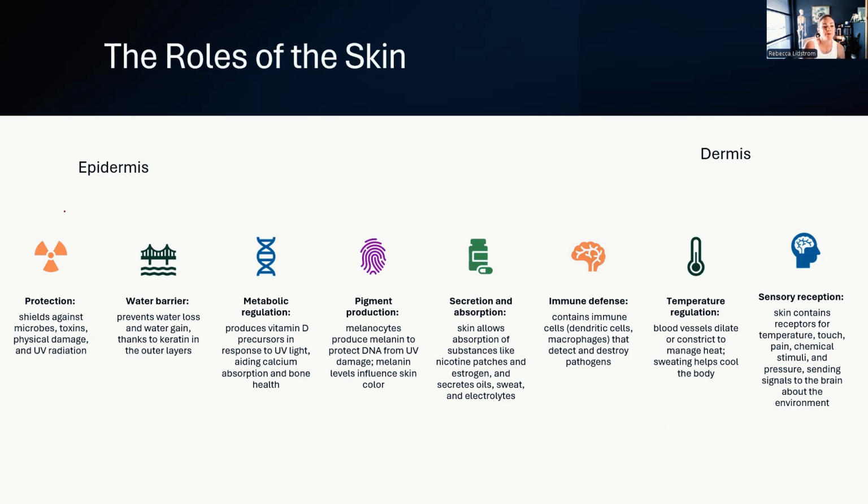We have the epidermal layer, which is going to be protection, water barrier, metabolic regulation, pigment production, secretion, absorption, and immune defenses. Now, we didn't quite get into all the immune defenses, but there are dendritic cells, macrophages, and Langerhans cells, all of them able to detect and destroy pathogens. Inside the dermis, we talked about temperature regulation and sensory reception. The hypodermis is not on the screen, but we do know that temperature regulation is also a role of that. So as you can see, the skin itself has a lot of vital roles for us for homeostasis, immune response, and overall protection.